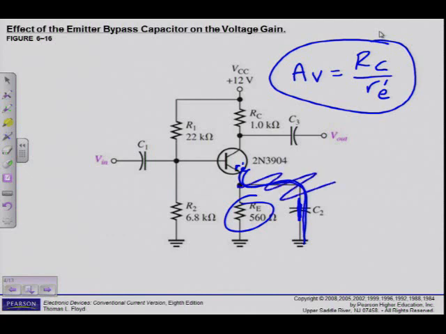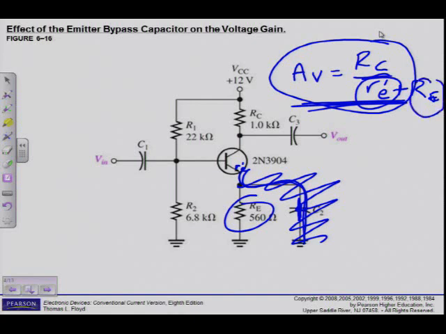If that capacitor wasn't in the circuit, what do you think will happen to my voltage gain formula? I will have to include the value of RE. And what do I know about the value of R accent E? Small. We said normally between 5 and 20 ohms. What do I know about the value of RE? I can see it's fairly large, in this case 560 ohms.